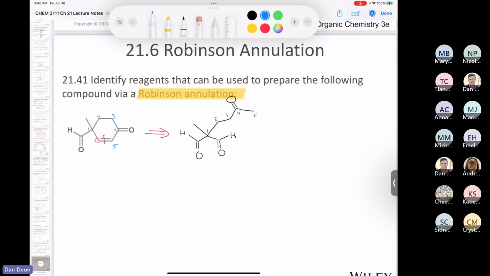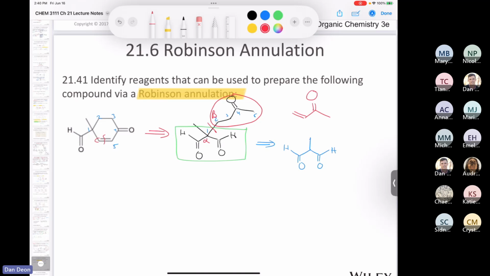Now you can see that this is the 1,3-dicarbonyl here, right? So that means that this is our alpha carbon and this is the beta carbon. This is where we make the second disconnection. So if we go back another step, we're going to have this as our Michael donor once we deprotonate it, and our Michael acceptor is going to come from this part here. So our Michael acceptor is going to be this compound. Those are the starting materials that we need to do the Robinson annulation.